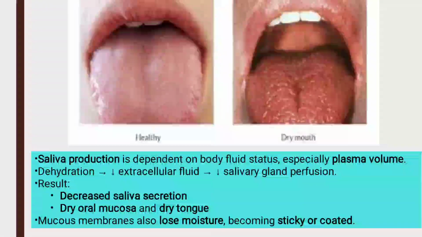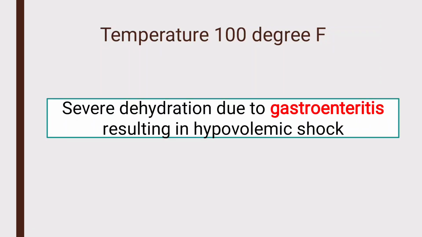Now, why is the patient having a dry tongue and mouth? The saliva production is dependent on body fluid status, especially plasma volume. If there is dehydration, so reduced extracellular fluid volume, salivary gland perfusion will be less, so decreased saliva secretion, dry oral mucosa and dry tongue. Mucous membranes lose moisture, and it will become sticky and coated.